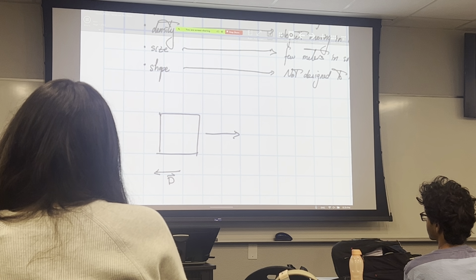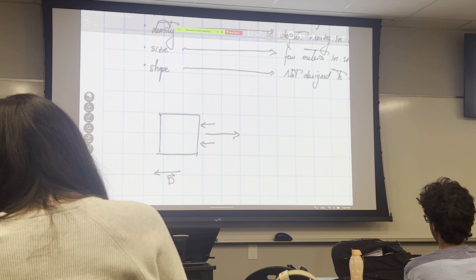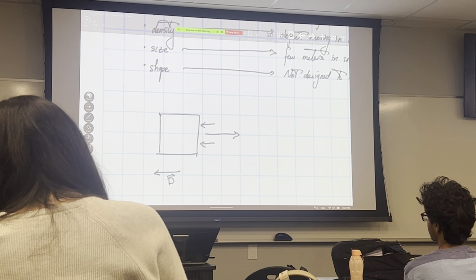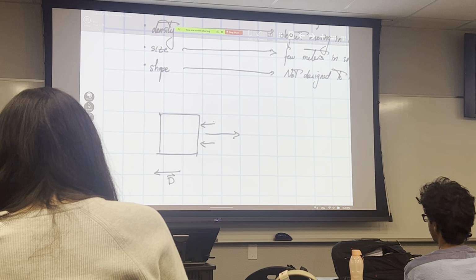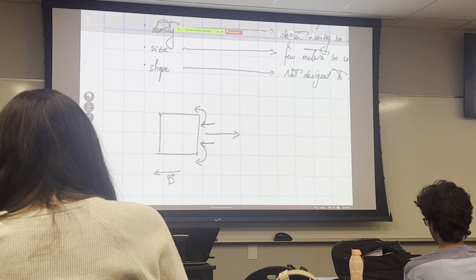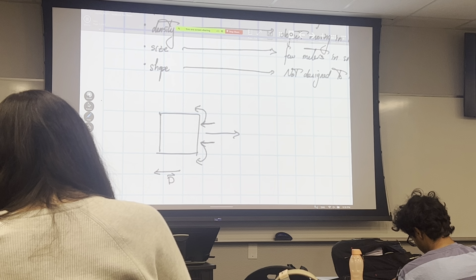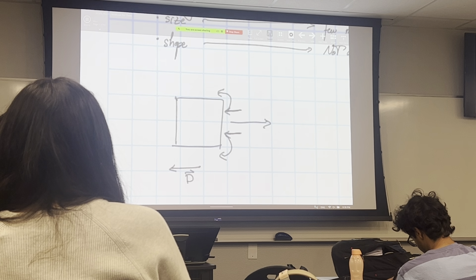This isn't the only way in which drag operates. This is definitely one, so the air molecules collide and then they have to go around, right? Does that make sense? And so as the object is trying to move, it actually has to push the air out of its way. And you can see that that's not free, and it will slow you down. However, there is another way in which drag acts.